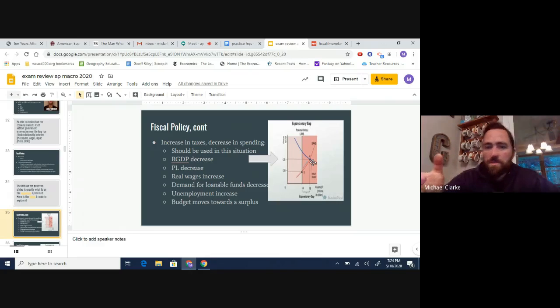What's the point of this? Well, you want to get prices under control. How do you do that? You lower aggregate demand, because by lowering aggregate demand, it's going to decrease prices. So you do that by taking money away from people.